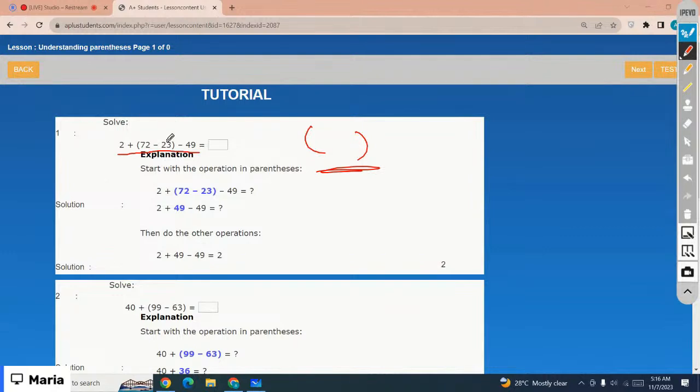Just look at this question. You have to do 72 minus 23 first, right? So just do 72 minus 23, you are left with 49. Then solve the rest of the question, going from left to right. So 49 minus 49 is 0, so you are left with 2. Let's just start with the practice questions.